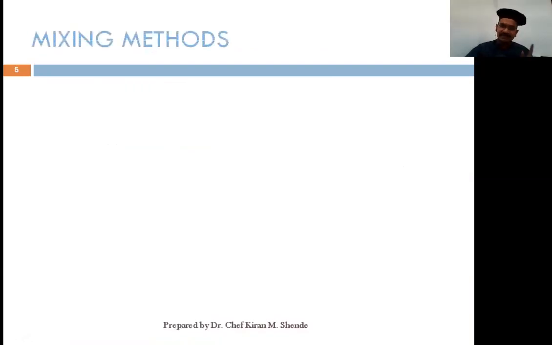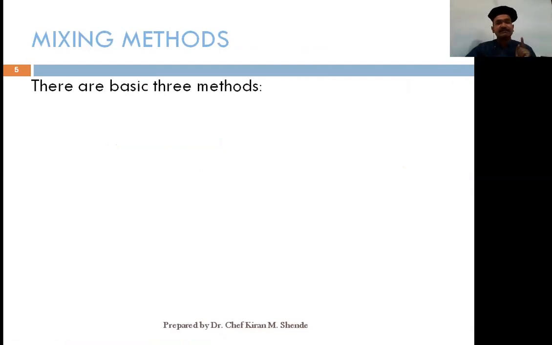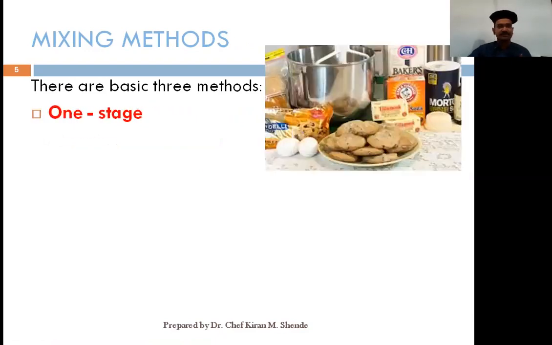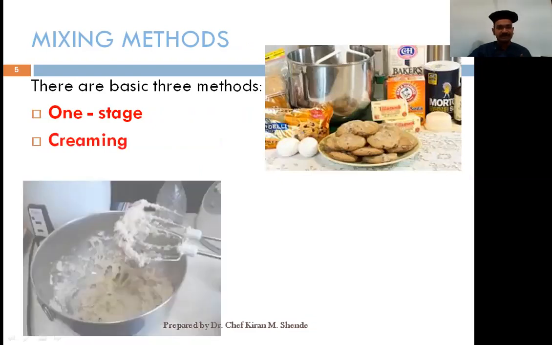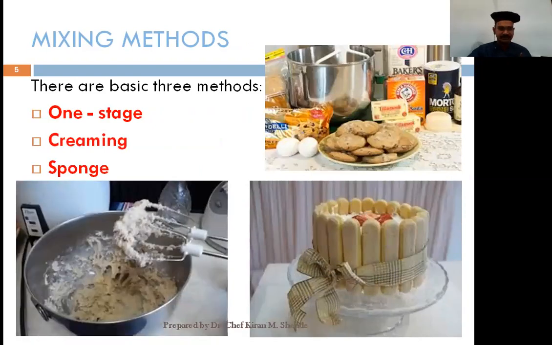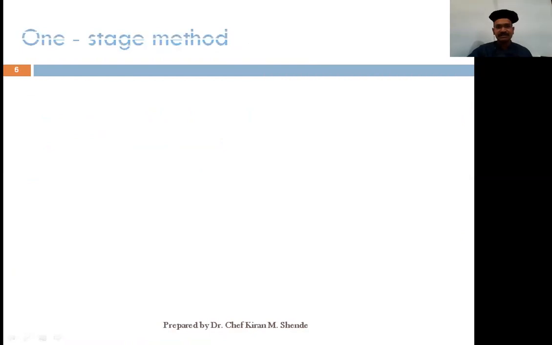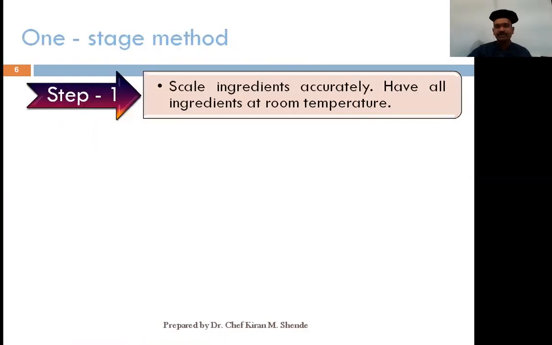Let us start with our first objective, that is basic methods of cookie making. Basically, there are three methods of cookie making. Method number one, one stage method. Method number two, a creaming method. Method number three, a sponge method. Let us take this method one by one. We begin with method number one, that is called a one stage method. As the name says, this is the quickest method of cookie making.